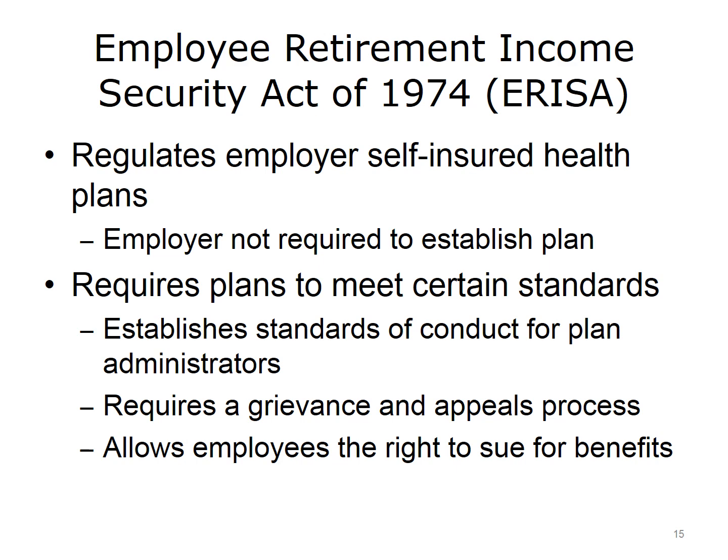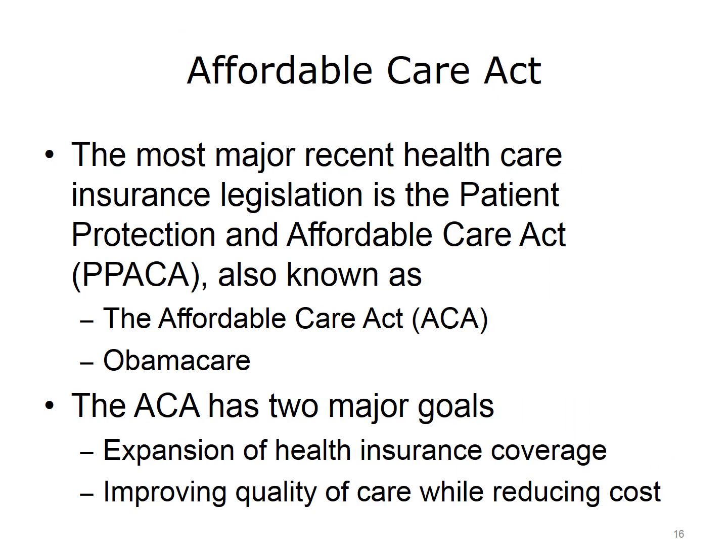Another important federal law affecting private insurance is ERISA, the Employee Retirement Income Security Act of 1974, which regulates employer self-funded health plans. It does not require a plan be established. However, it sets standards for plan administrators, establishes a grievance and appeals process for employees, and establishes the right to sue for benefits. The most major recent healthcare insurance legislation is the Patient Protection and Affordable Care Act, also known as the Affordable Care Act, the ACA, or Obamacare.